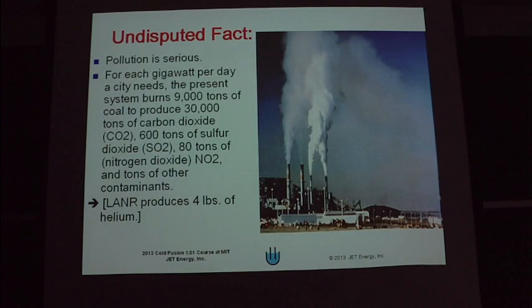For every gigawatt per day, that's a power rate times time that a city needs. Boston, I think, runs about 6 gigawatts to run. Per day, you're burning 9,000 tons of coal per gigawatt, and each one of those makes 30,000 tons of CO2, 600 tons of sulfur dioxide, 80 tons of nitrogen dioxide, and so on. And these obviously are things we could avoid if we had a working cold fusion system, because the same amount of power could be generated by just converting 4 pounds of heavy water to helium.